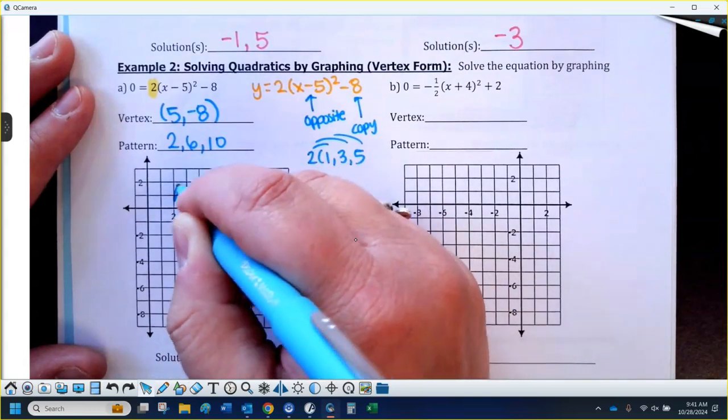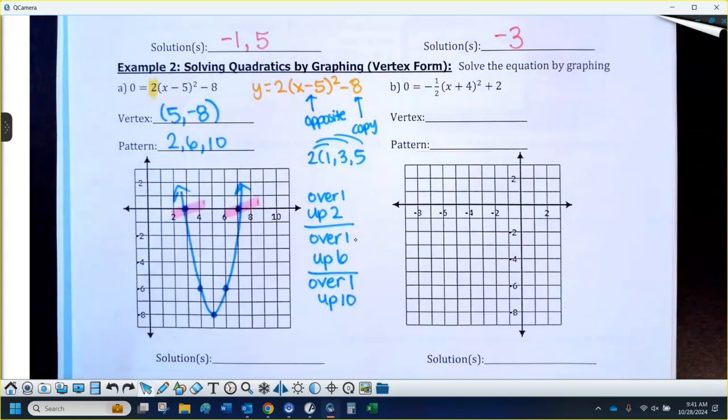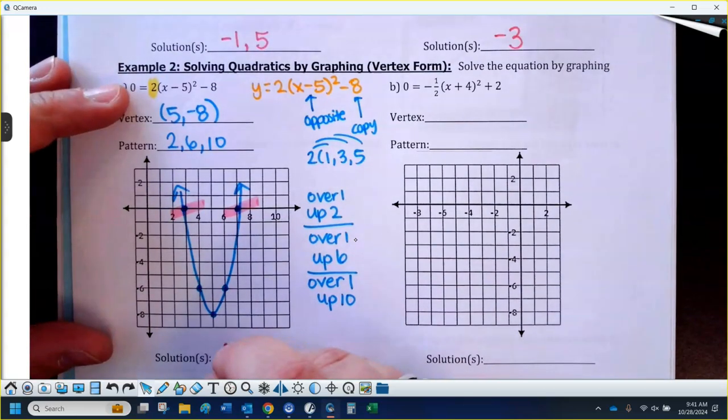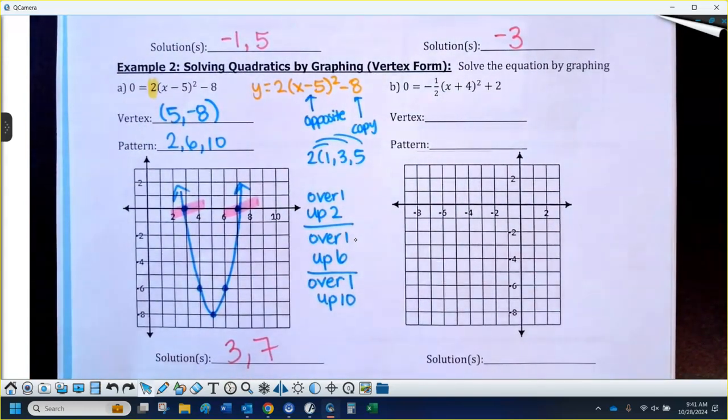So there's my parabola, the best I can draw. And you're just trying to grab those x values. And again, don't write the points down because you're trying to solve the equation. So you're trying to tell me the x values that would make that equation true. This guy's going to be 3 and 7. Don't have to write them in a particular order.